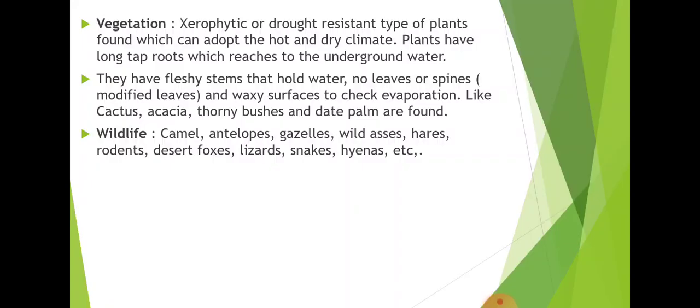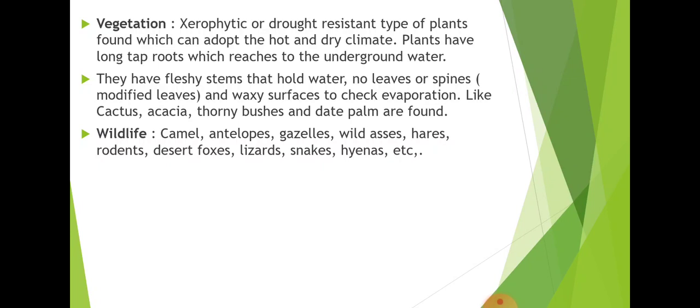Now, let us talk about the vegetation found in these regions. It is considered xerophyte. What is a xerophyte? It is a drought resistant type of plant, which can survive with a very small amount of water. These plants are known as xerophytes. They have adapted to the hot and dry climatic condition, and they grow accordingly. The plants have a long tap root which reaches the underground water. So it is very clear the roots are in search of water.